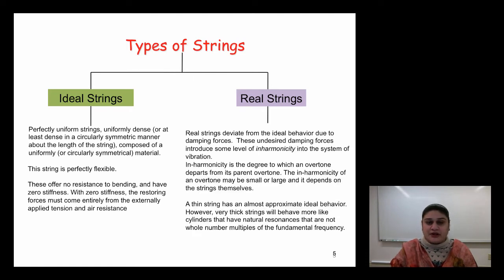Real strings, on the other hand, deviate from this ideal behavior due to damping forces. These damping forces introduce some level of inharmonicity to the system of vibration. Inharmonicity is the degree to which an overtone departs from its parent tone. The inharmonicity of the tone may be small or large, and it depends on the string itself. A thin string has an almost ideal behavior. However, as you make the strings thicker and thicker, they behave more like cylinders that have natural resonances that are not whole number multiples of the fundamental frequency.